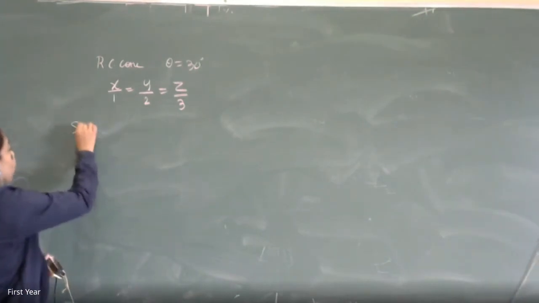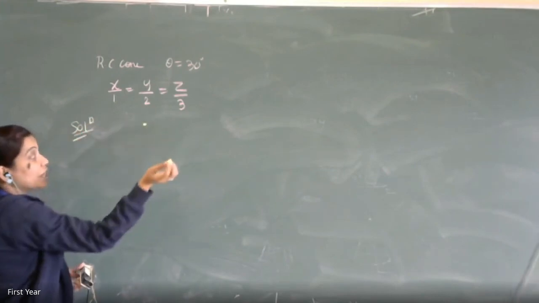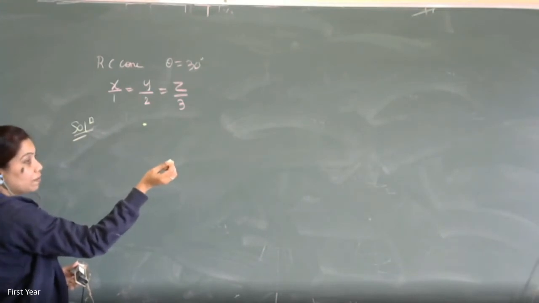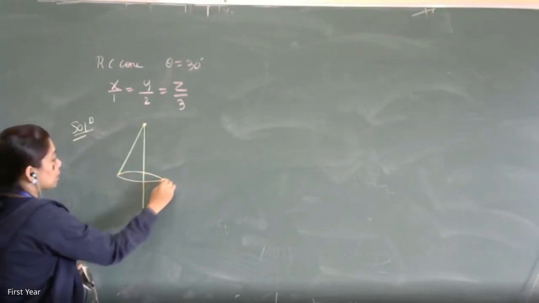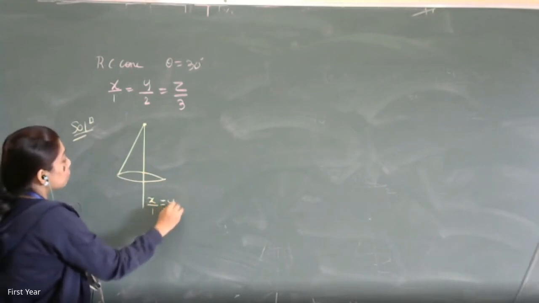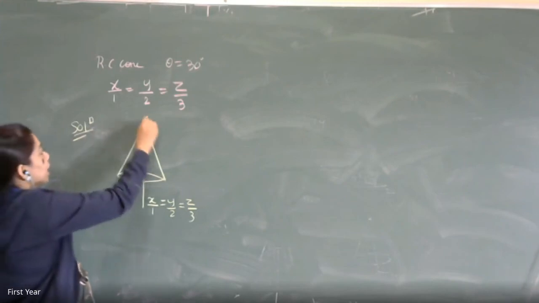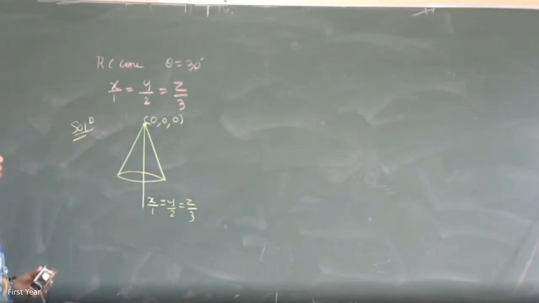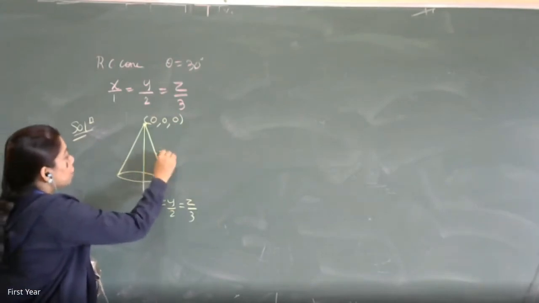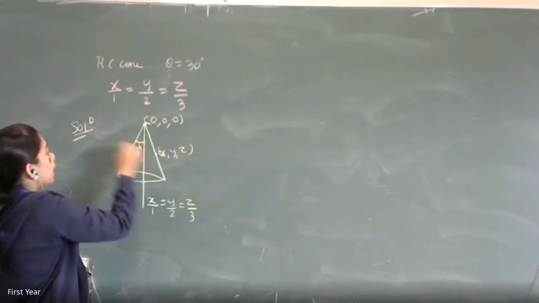So first we try to draw the cone. So this is your fixed point vertex, and vertex is origin. The fixed line is this axis. Axis is x by 1 is equal to y by 2 is equal to z by 3. Your vertex is 0, 0, 0. Any point on the generator is given by x, y, z. You are given the semi-vertical angle theta as 30 degree.